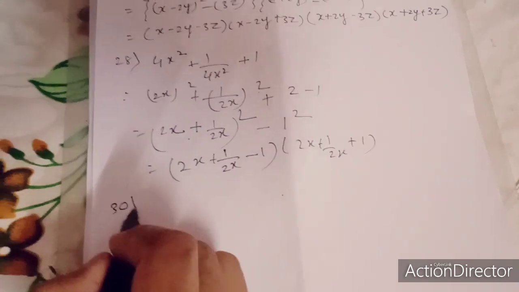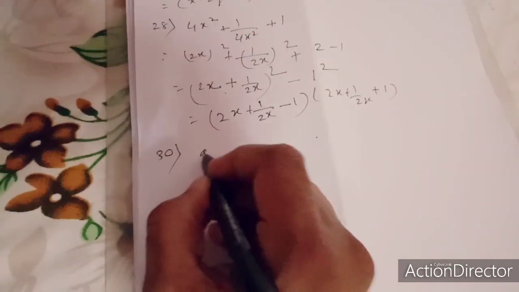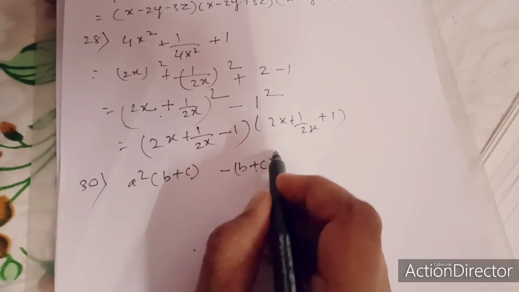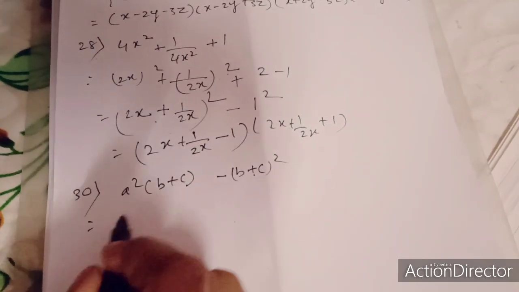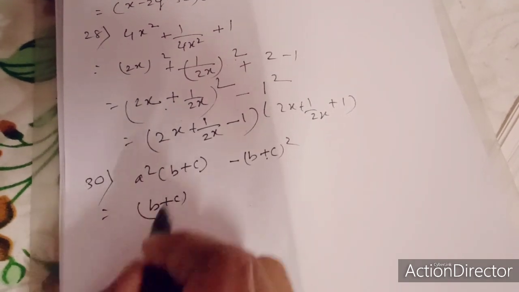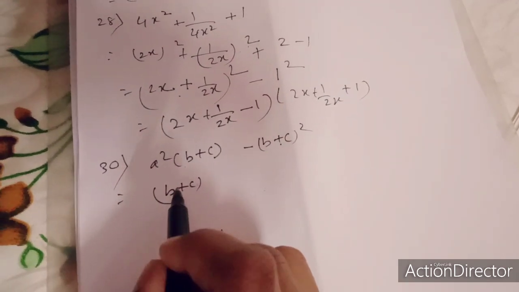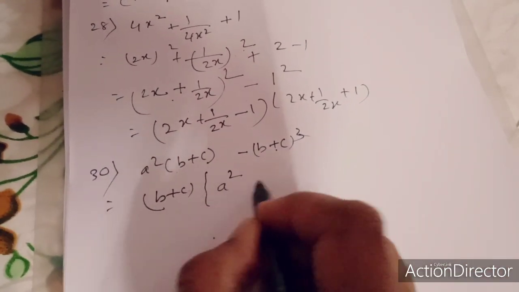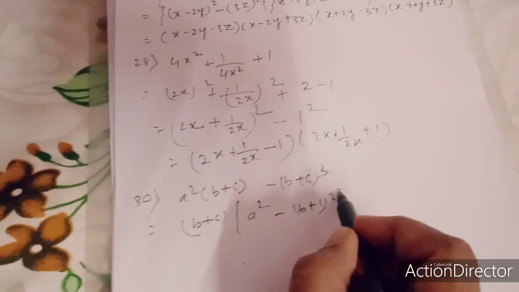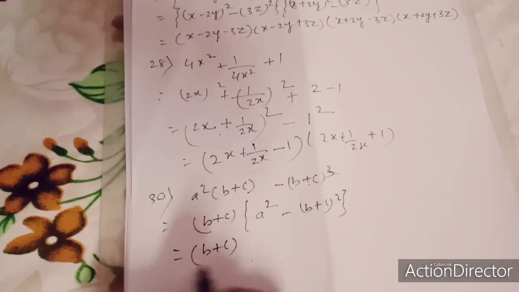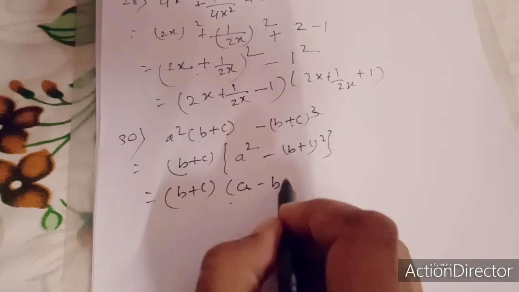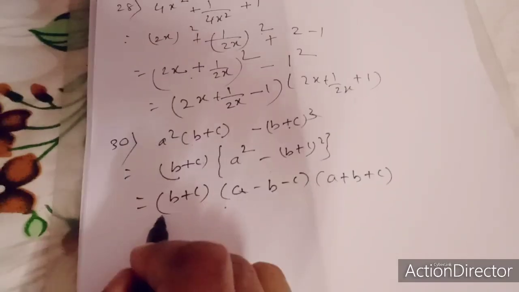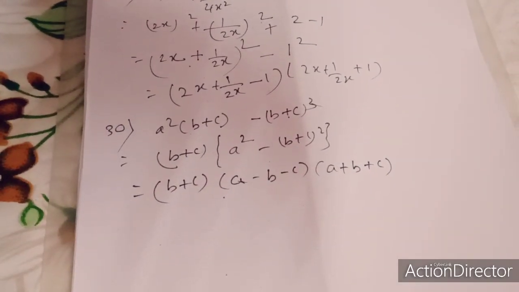Okay. Last, number 30: a square (b plus c) minus (b plus c) whole square. How can you do this one? First the HCF method you have to do. b plus c I have to take as common, then inside the bracket a square minus (b plus c) whole square. So b plus c, then a minus b minus c, a plus b plus c. Okay. So here your exercise is over.